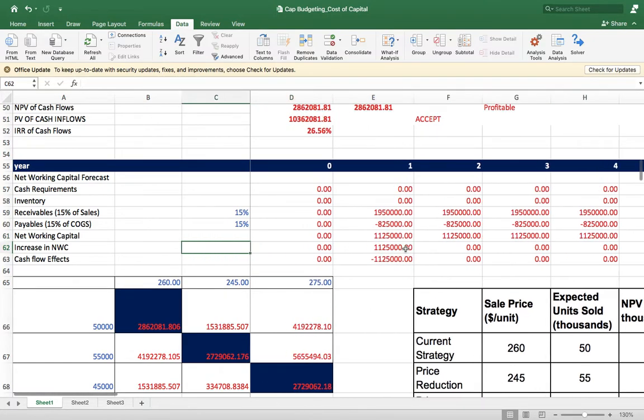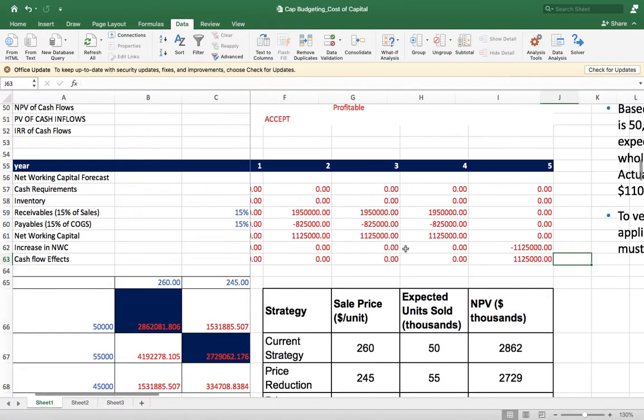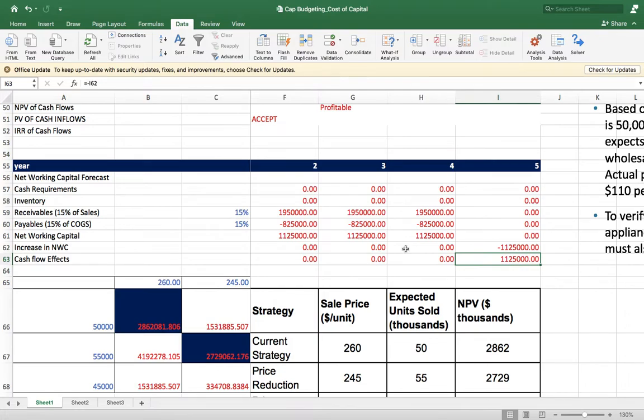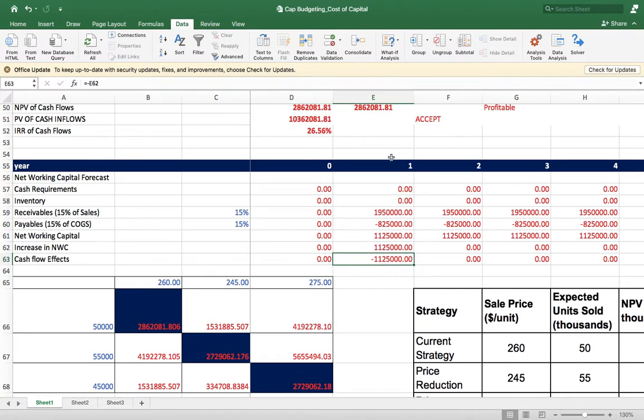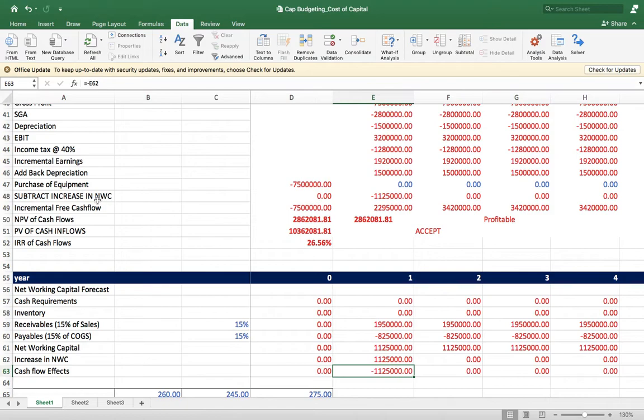Now the impact on cash is the reverse of the net working capital. If it is plus, here it is minus, and in the last year it is minus, so it is plus. This way we have calculated this amount of change, which is incorporated in the line subtract the increase in net working capital, the impact on cash here.